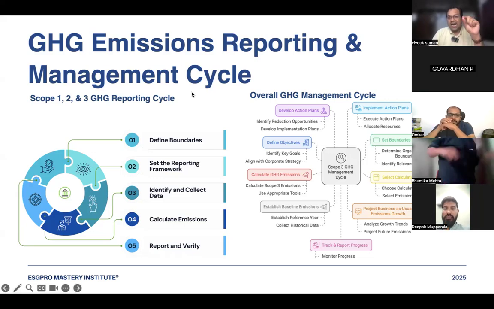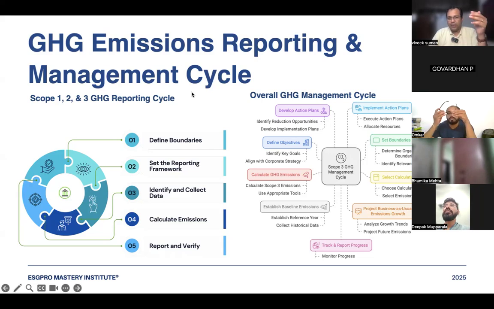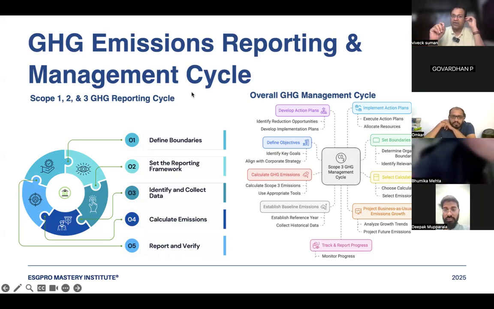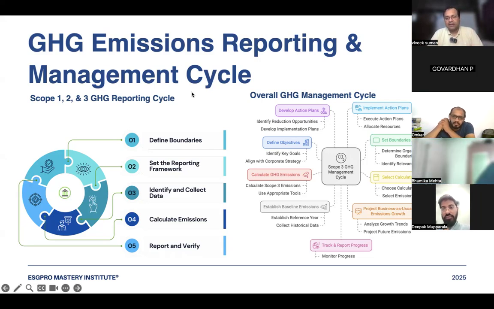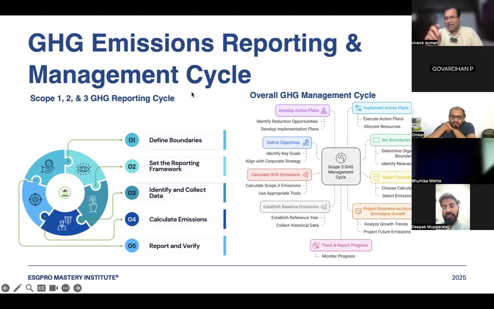Here, we start with defining the objective. We start with defining the objective, why you are doing this GHG measurement and tracking and reduction. So you have to identify that reduction opportunity, develop the, why you are doing it, that answer should be there.